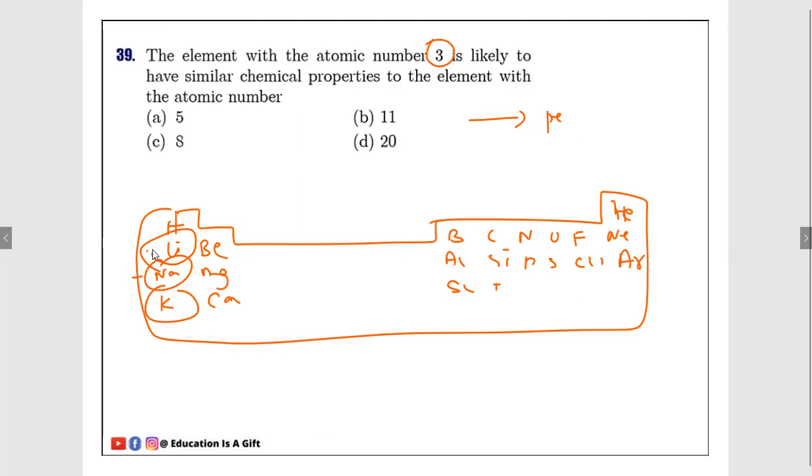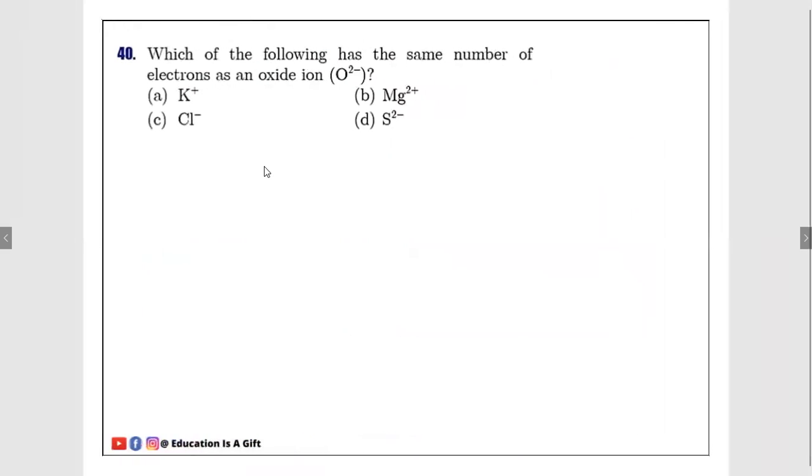Now the element with atomic number 3, 3 means lithium, is likely to have similar property with sodium, potassium. The atomic number of lithium is 3, sodium is 11, potassium is 19. Do we have 11, 19? Yes, 11 is there. Then that is the answer. And if you find 19, that would also be a correct answer. So instead of 11, if you have 19, you can mark that.